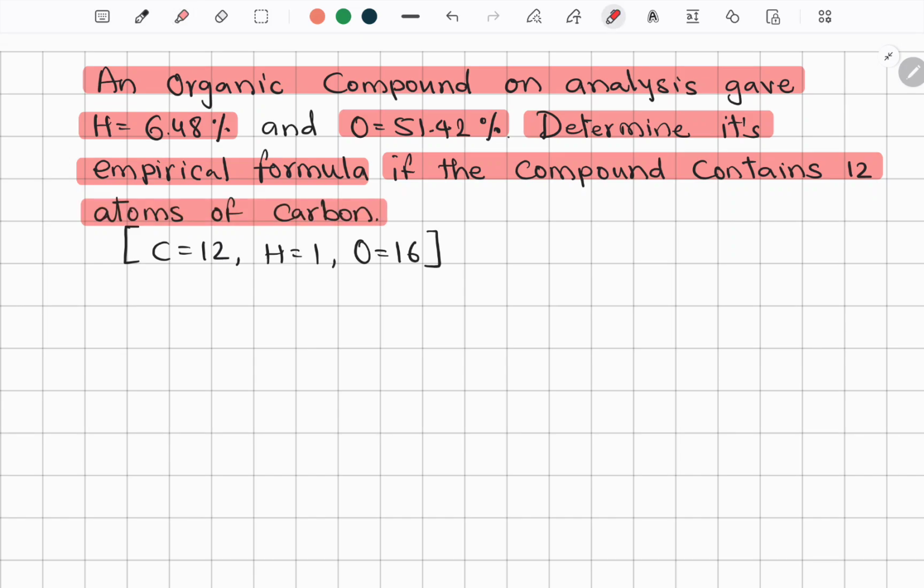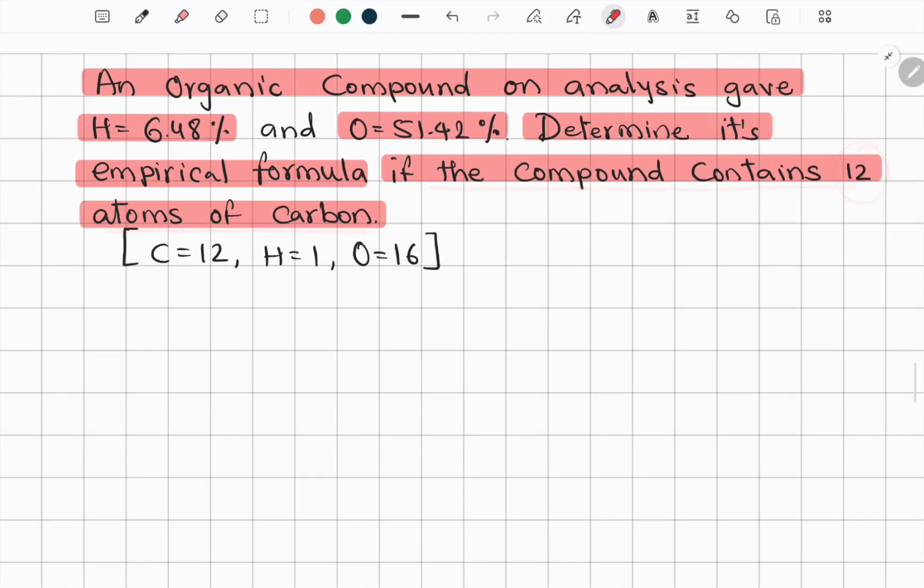Okay, so there's a little bit of a trick over here. It says the organic compound on analysis gave the percentage composition of hydrogen and of oxygen, but it also mentions a third element. So 100 minus the percentage composition of hydrogen plus oxygen would be the percentage composition of carbon. Now it says determine its empirical formula if the compound contains 12 atoms of carbon. This is important, and I'll explain what it means at the end of the solution. So let's start solving.